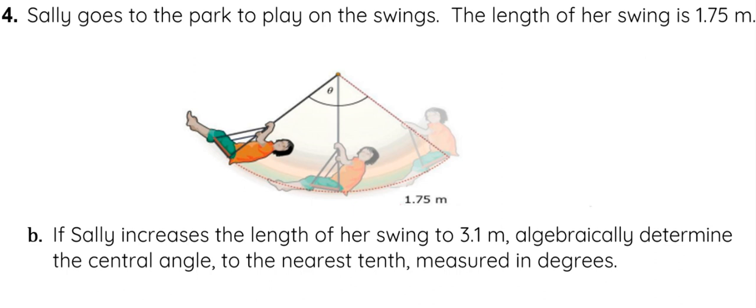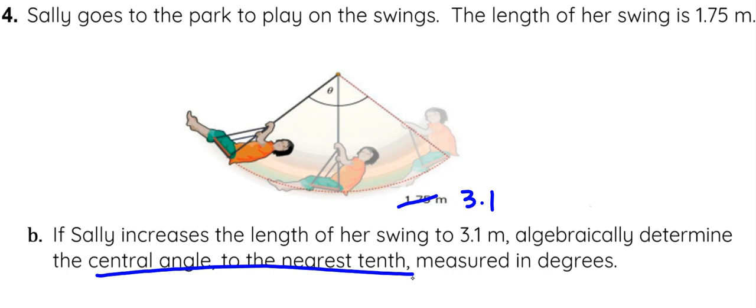Okay, in this question here, we have the length of her swing is 1.75, but she is going to increase the length of her swing to be 3.1. So it's going to now become 3.1. I want to algebraically determine the central angle to the nearest tenth.